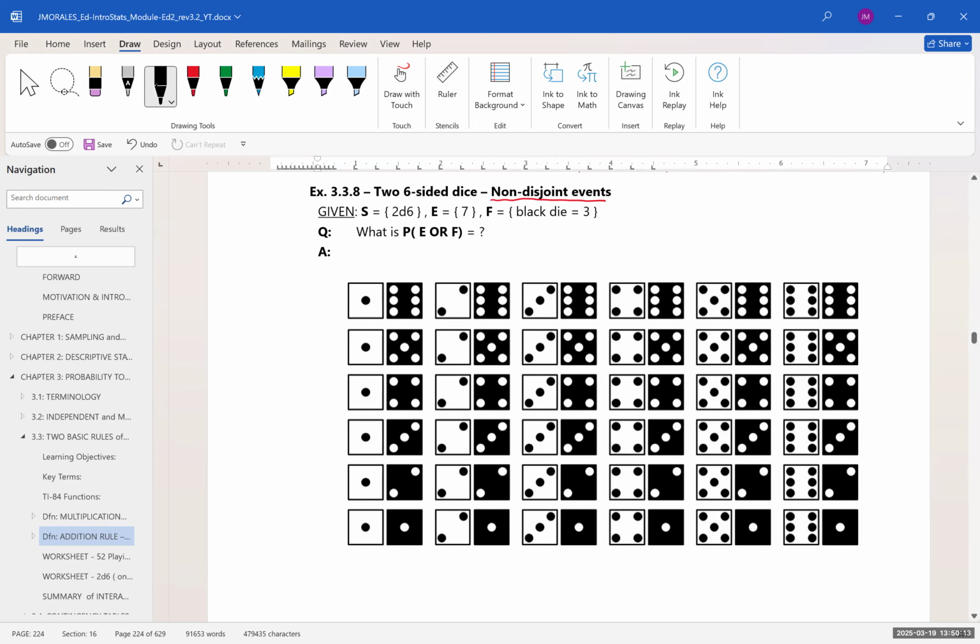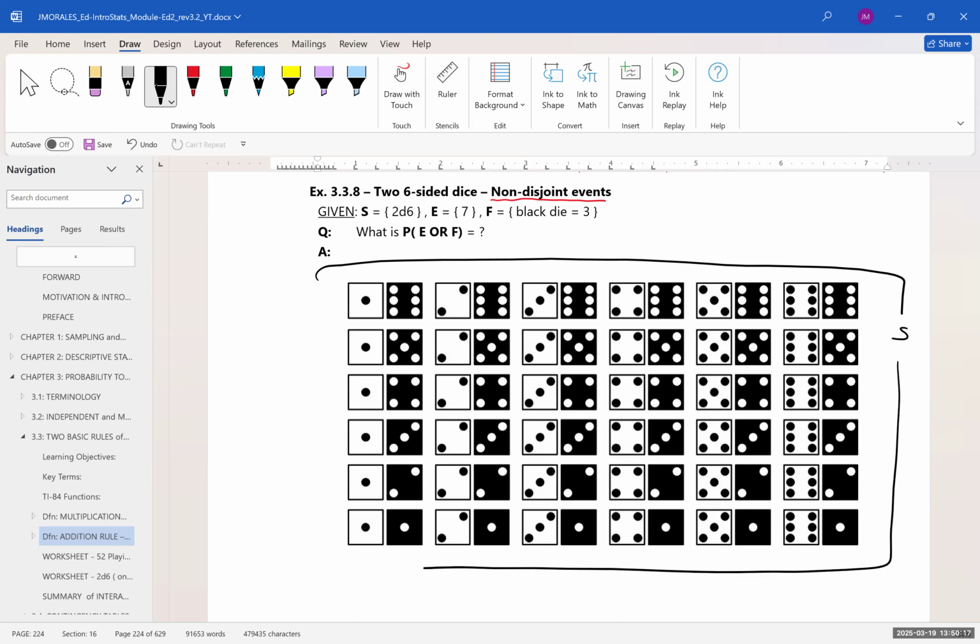So let's go ahead and draw that in. There's our sample space, all possible outcomes. And event E is getting a 7. So let's go ahead and draw that in. 1 and a 6, 2 and a 5, 3 and a 4, 4 and a 3, 5 and a 2, 6 and a 1.